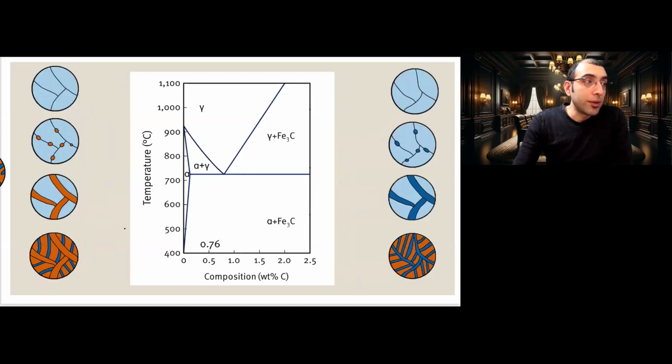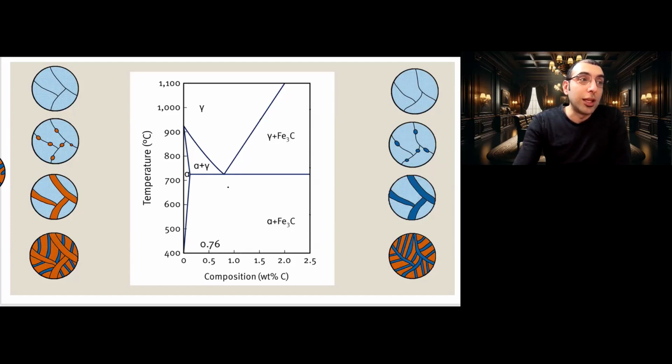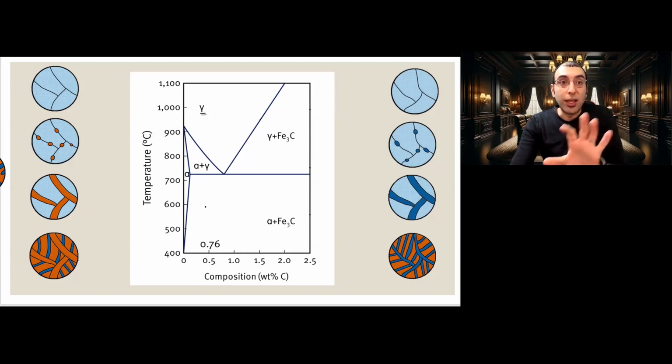This is a part of the steel. This is a part of a steel, as you can see, from 0 to 2.5. So the steel part of the phase diagram, and from 400 degrees to 1100 degrees. If you pay attention, here we have gamma austenite. So this is a zoomed in version.